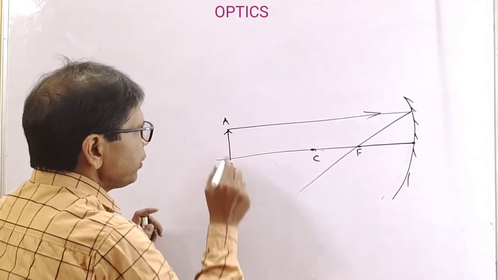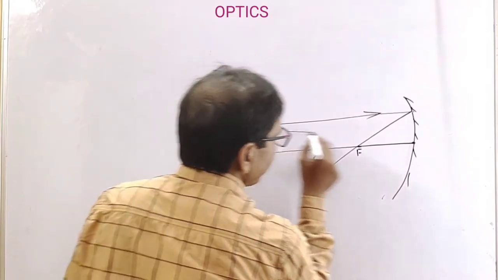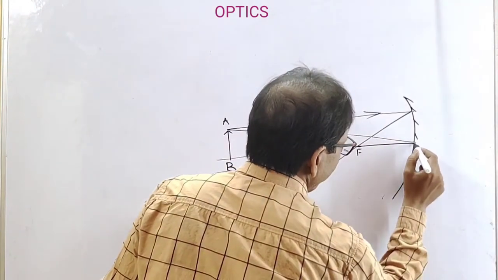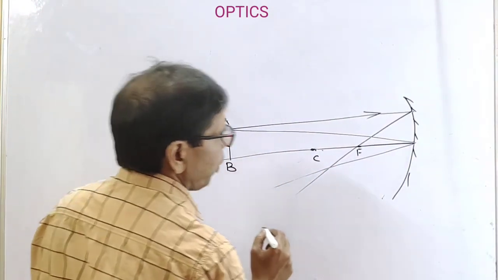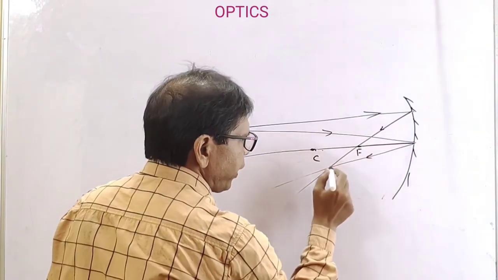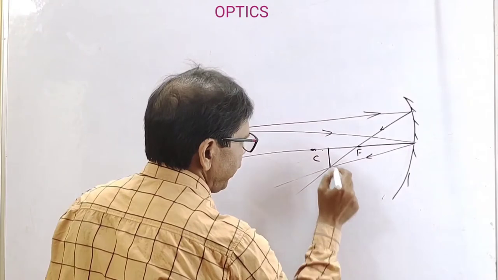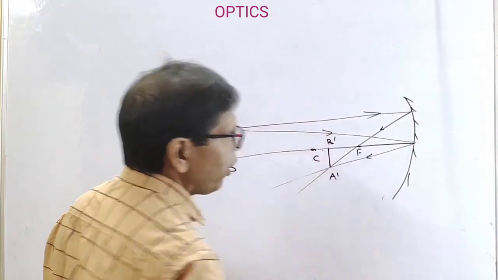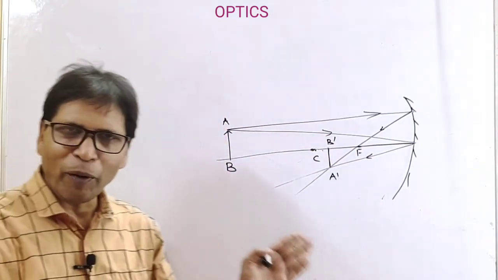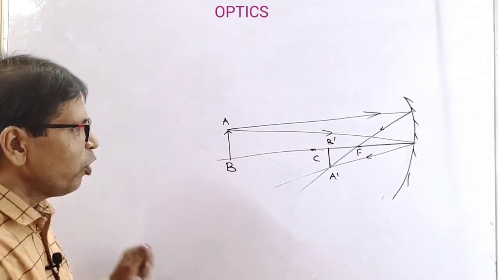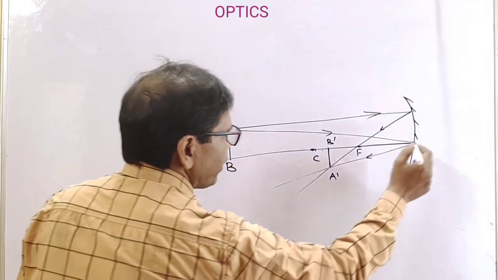Now, another ray incident at the pole. After reflection, it passes through this point. The two reflected rays meet at this point, so this is the image A'B'. Understood? No problem.